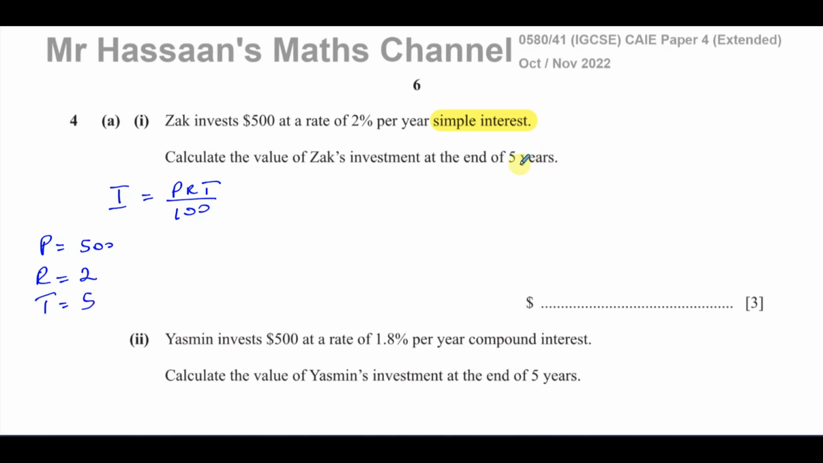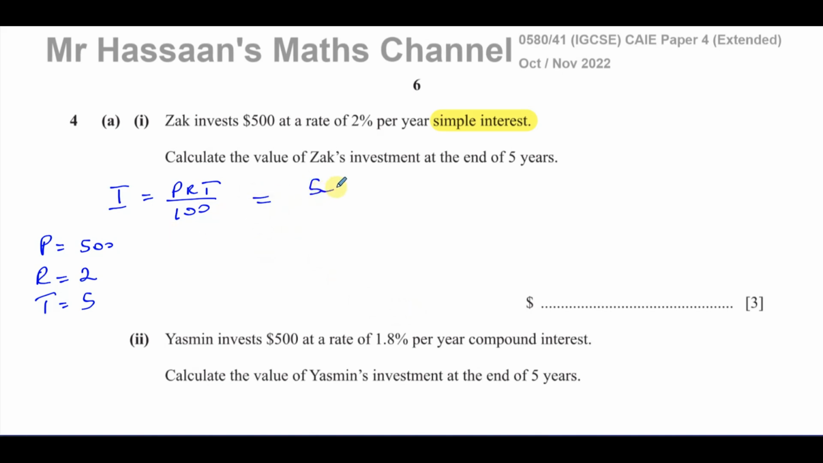Be careful, sometimes it might be 6 months or 1.5 years, or 18 months, for example. It might be in terms of months. You have to change it to years to use in this formula. So once we've got that, we can put this in the formula.